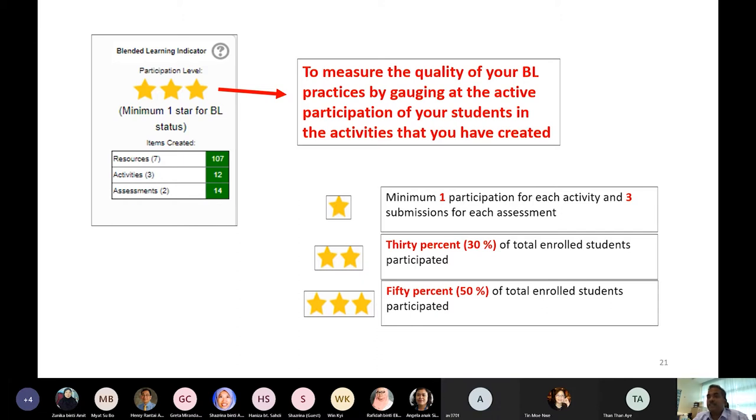How do you get three stars? A minimum of 50% of the total enrolled students. If you have 100 students, 51 students have actually achieved whatever offering you have given and they have participated. Therefore, you will get three stars. So I hope this explains what it means by the one star, two star, and three star.